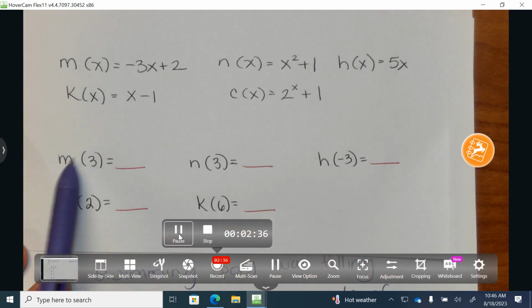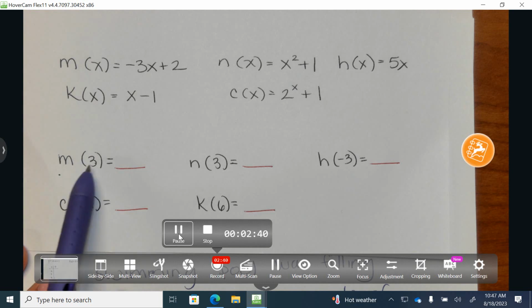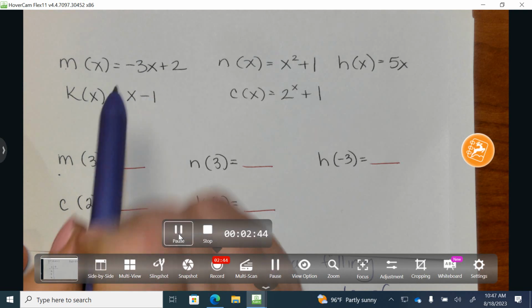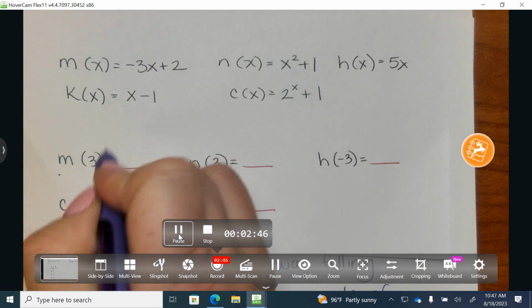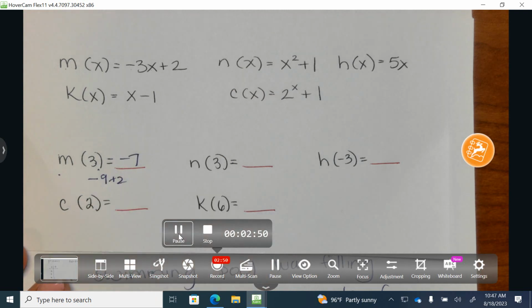So when I see m of 3, what this means is, hey, find the equation that's m, and now we're going to input 3. Okay, here's m. Let's input 3. Negative 3 times 3 is negative 9. And now when I add 2 to it, I get negative 7.